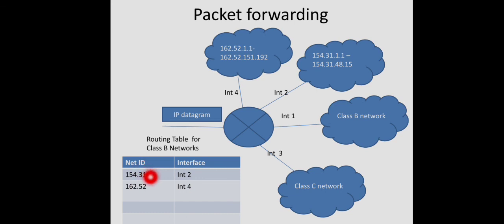So a lot of entries will be there, corresponding to each and every network number. An entry will be there in the routing table. Just for simplicity, I am showing only 2 different entries. So you can see that for the network number 154.31, the output interface is interface 2, right? So this packet should be forwarded to this interface. This is how the forwarding is actually done.